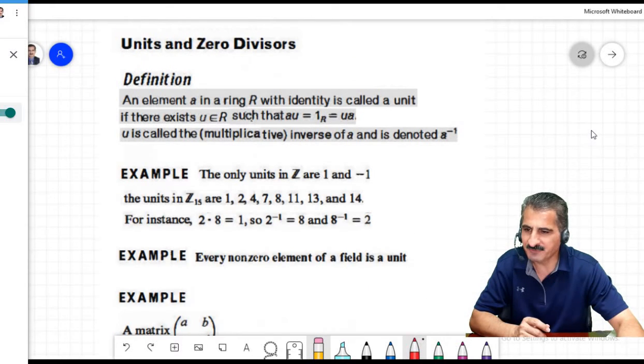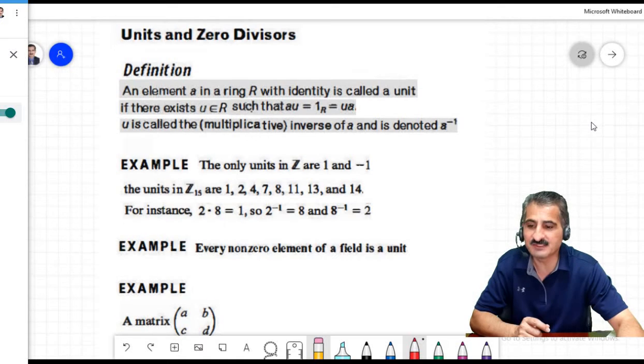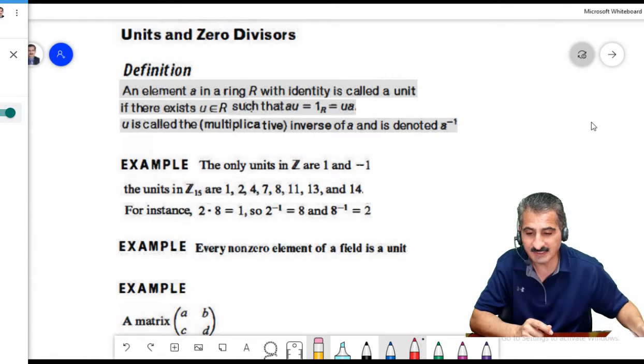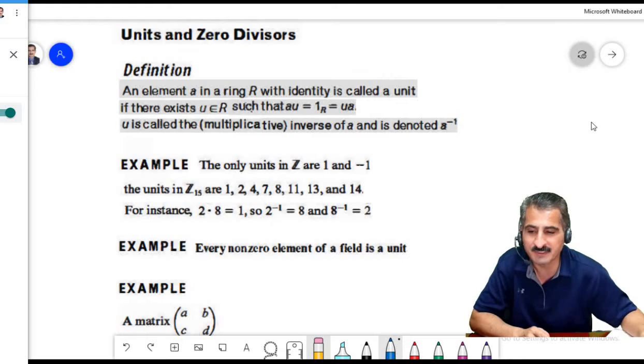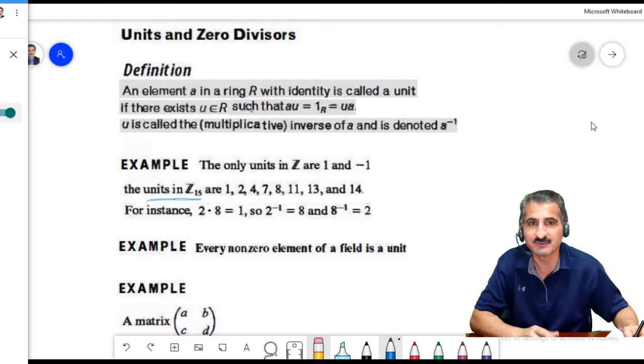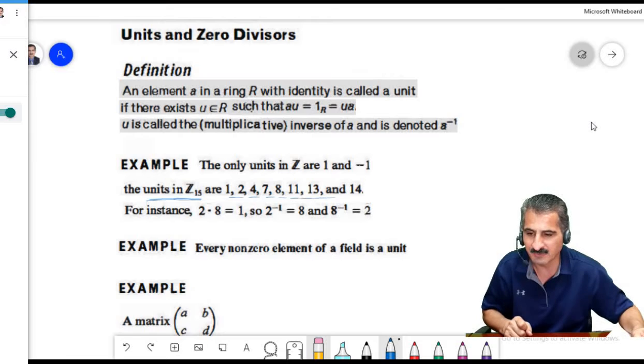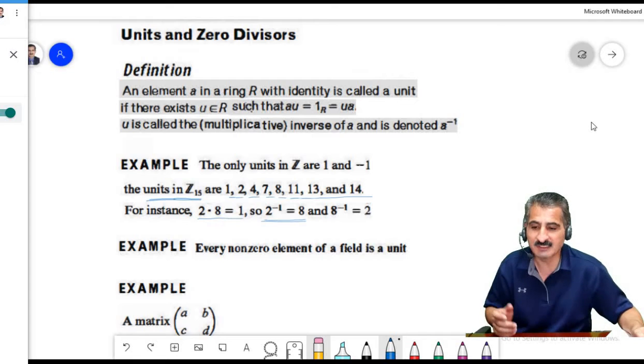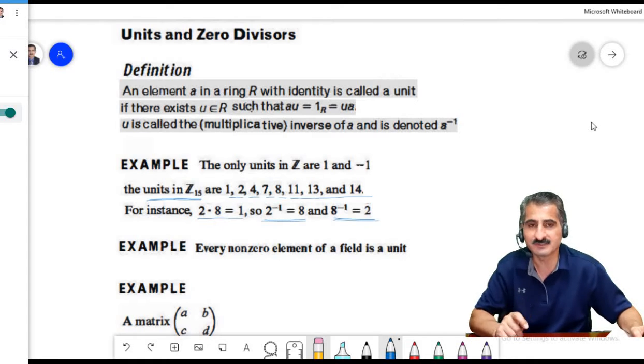So another part of this section talks about units and zero divisors, and we have already talked about this when we worked with modular arithmetic. If I jump to here, you know that the units in Z15 are the elements inside Z15 that are relatively prime with 15, and these are all of them here. And you know 2 times 8 is 1. The multiplicative inverse of 2 is 8, and the multiplicative inverse of 8 is 2.